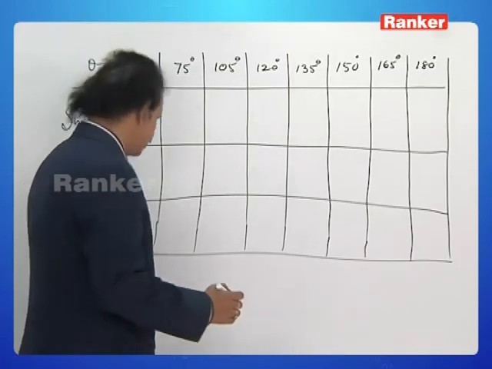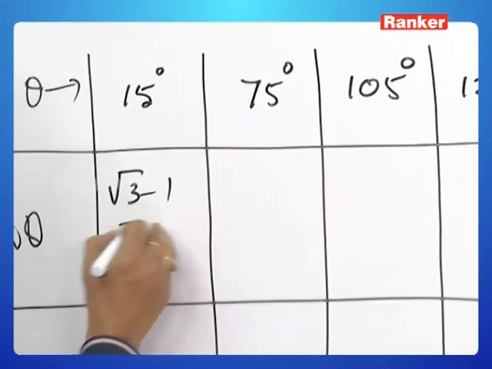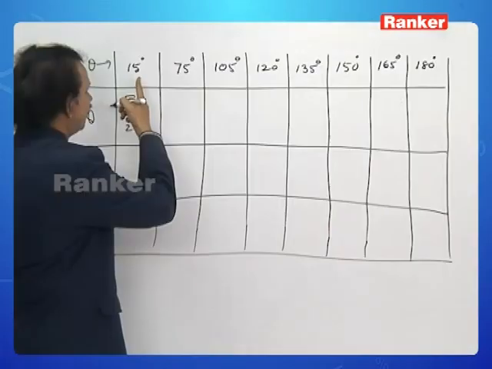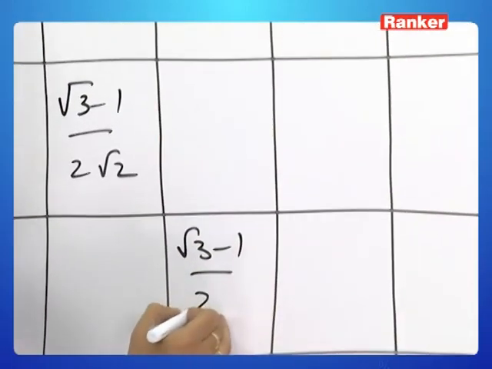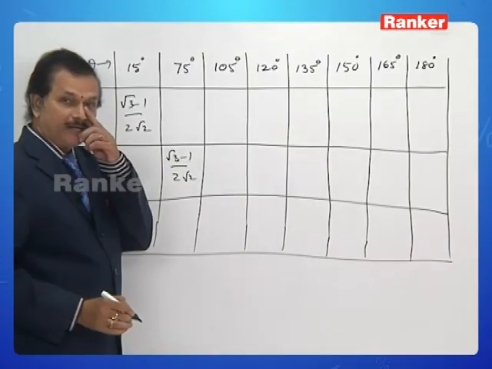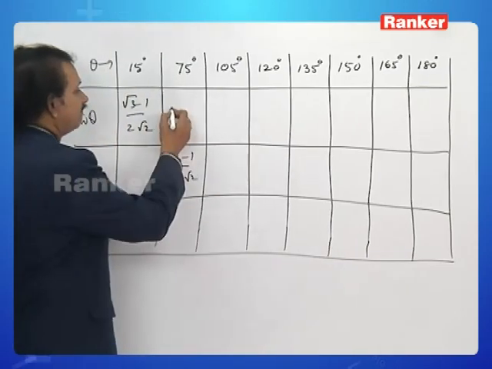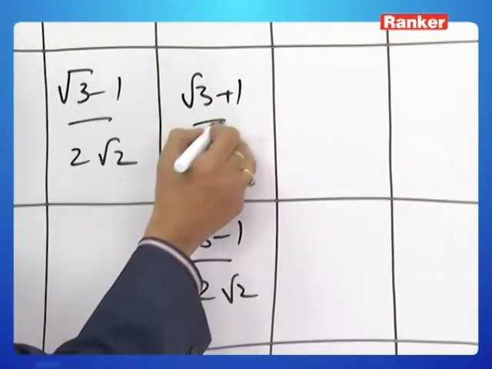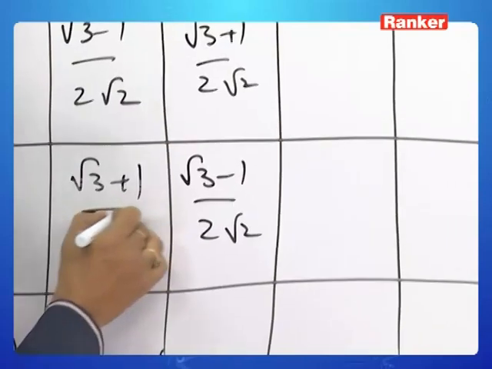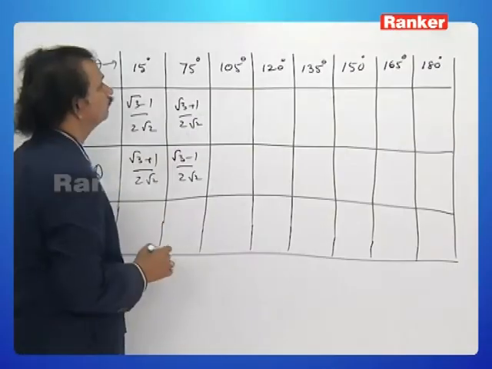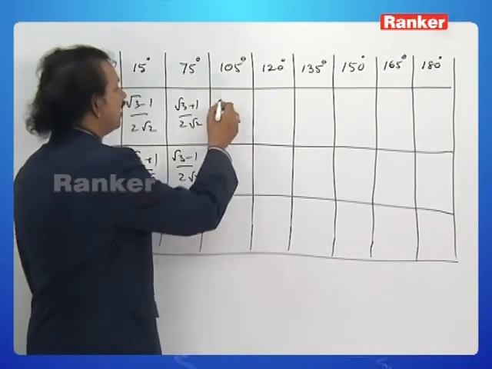Come on, what is sine 15 degrees? Root 3 minus 1 by 2 root 2. Sine 15 is equal to cos 75, isn't it? Root 3 minus 1 by 2 root 2. So at a time you can fill two columns. Right. Sine 75, root 3 plus 1 by 2 root 2, is nothing but cos 15, isn't it? Root 3 plus 1 by 2 root 2, because they are complementary.